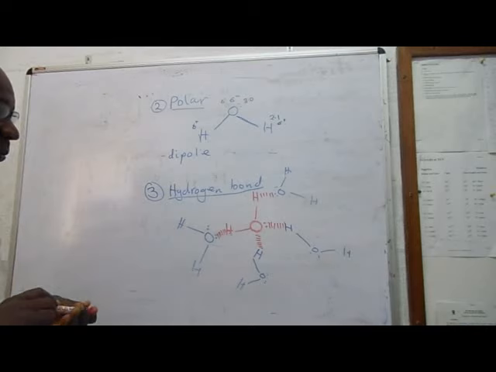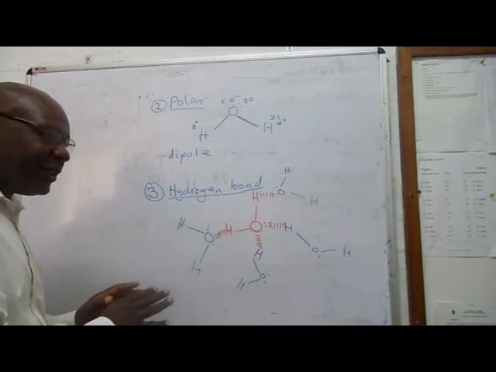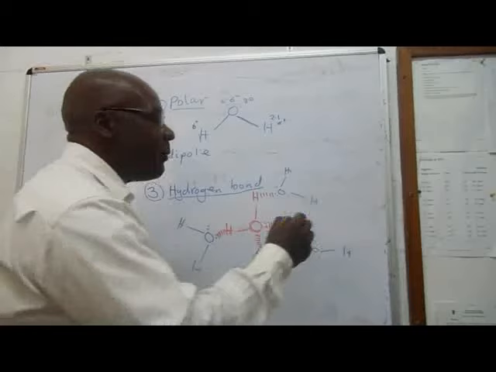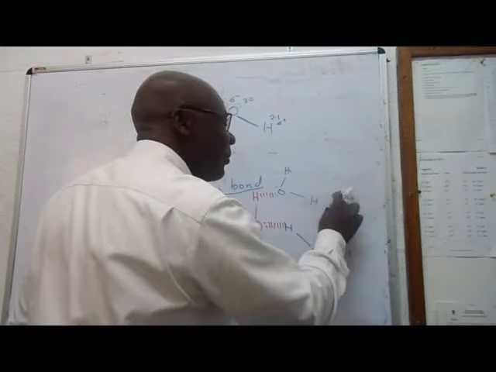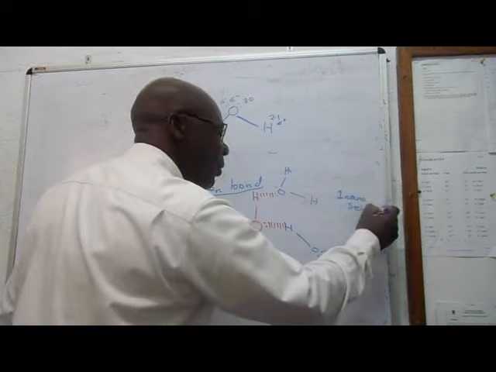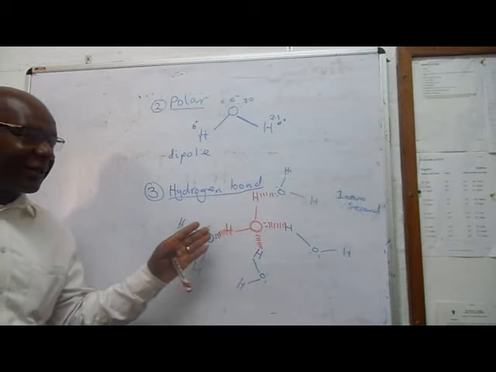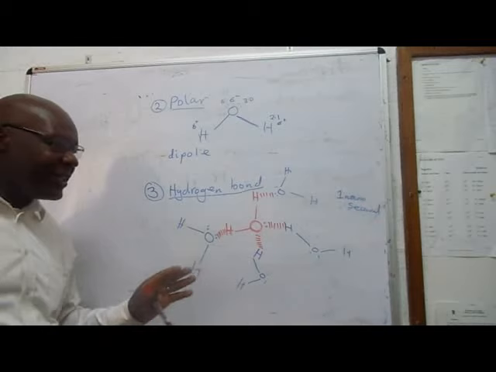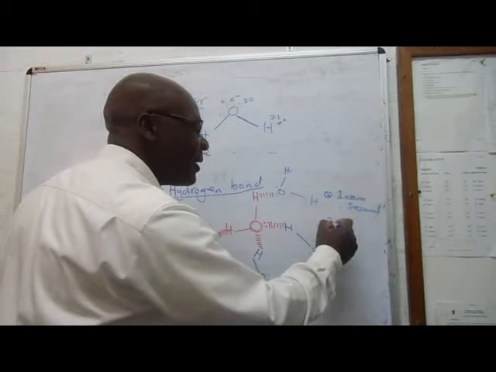But remember, this is a physical bond. It's not a chemical bond. It is formed, it can break. The time this bond will last is about 1 nanosecond. It's time, not length. It only takes 1 nanosecond. After that, it is broken, because it's a physical bond. The duration of this physical bond is 1 nanosecond. It's a very weak bond. It can easily be broken.